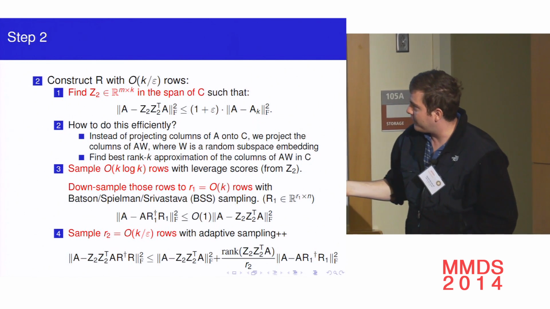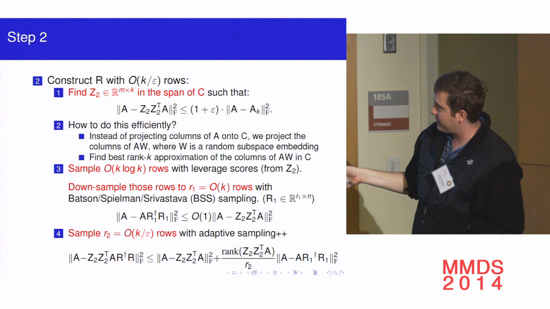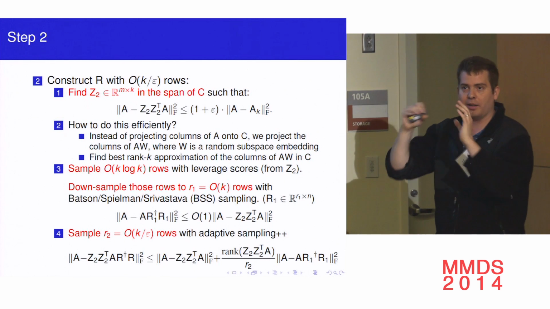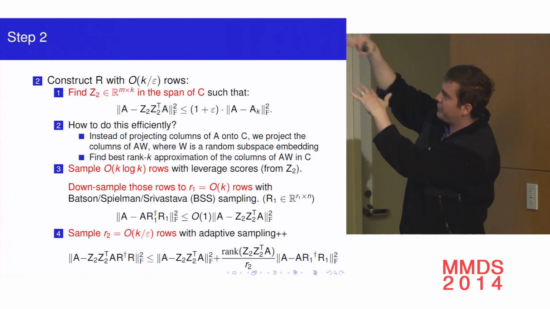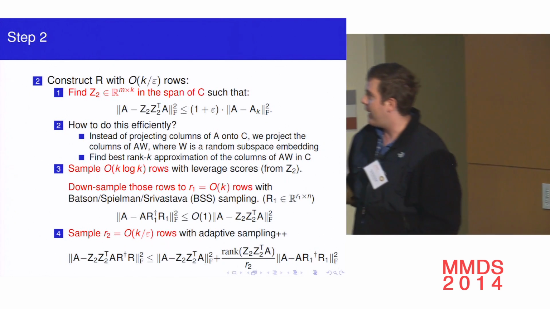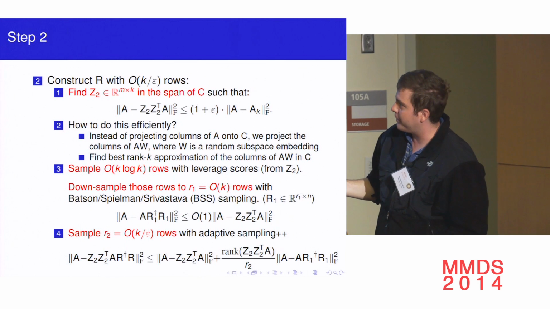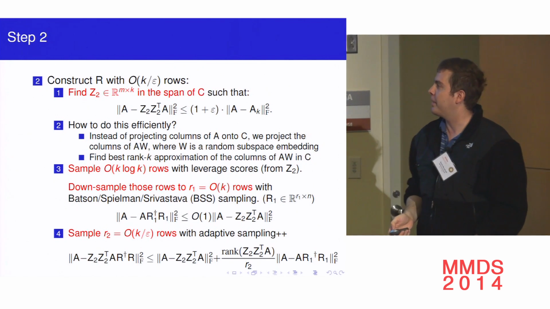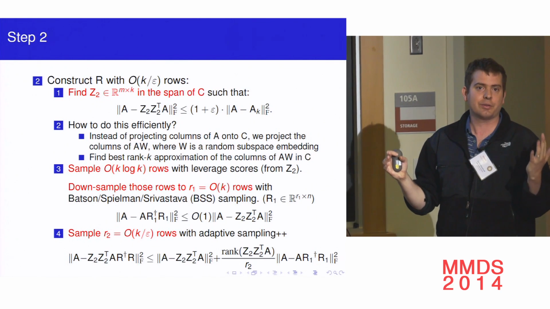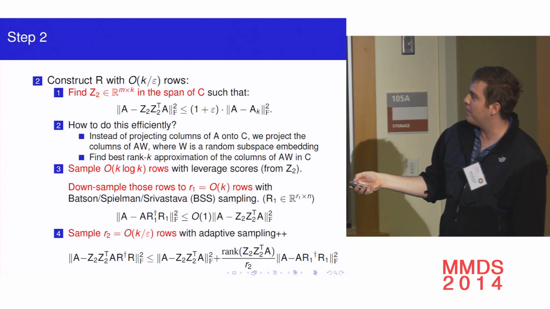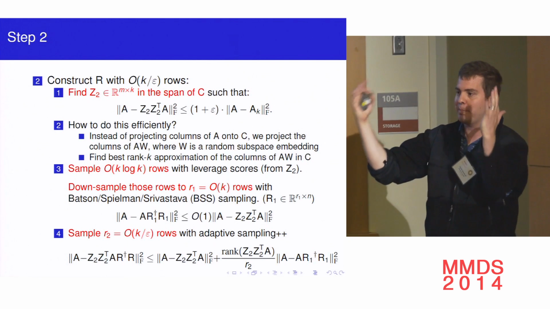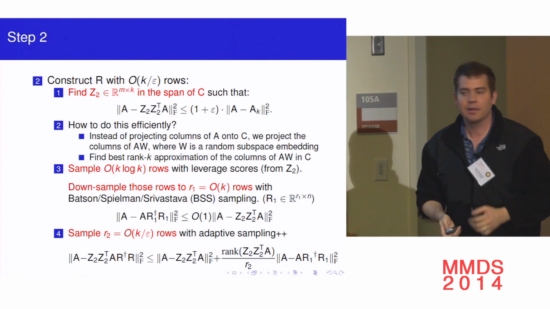And if you look at this left-hand side, what is it? We've projected the rows of A onto the row space. R is the union of the two sets of rows we've chosen, one by the BSS sampling and one by the adaptive sampling. And this is actually your CUR decomposition, this term, because Z2 is inside of the column space C, this good set of k over epsilon columns. So Z2 can be written as C times some other matrix. So this whole matrix here is C times something times R, which is exactly what we wanted.